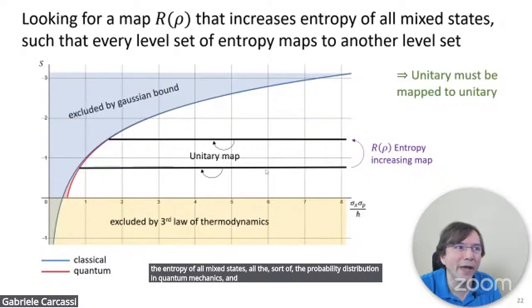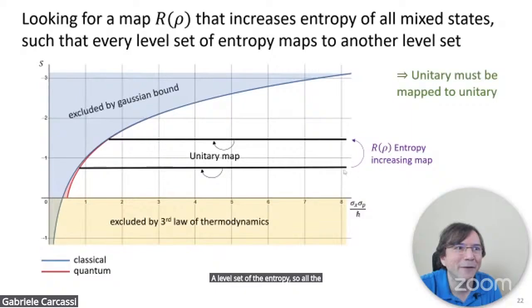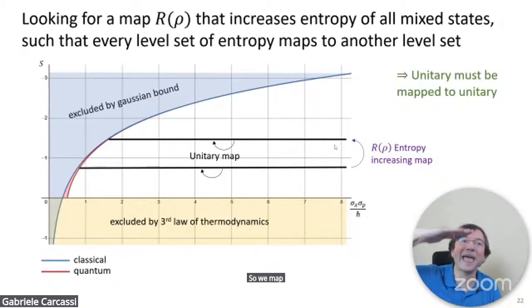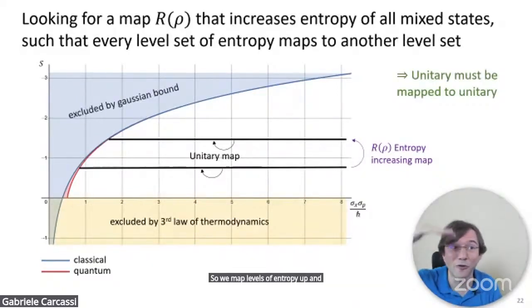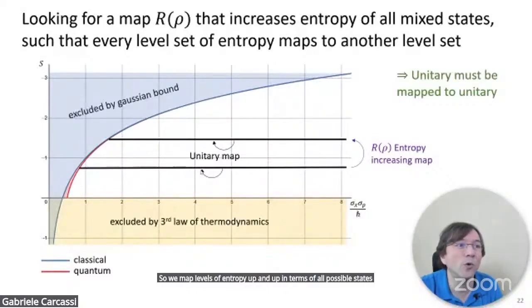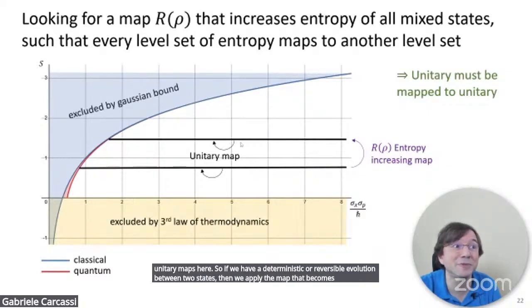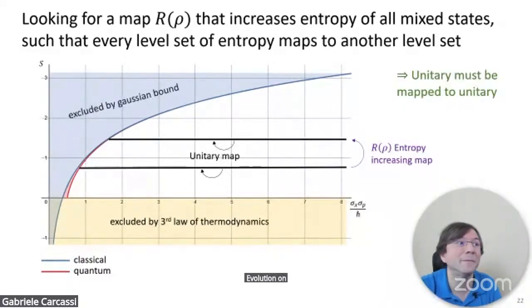And it does it in a way that a level set of the entropy, so all the mixed states at the same entropy, are mapped to a bunch of other states at the same entropy. So we map levels of entropy up and up in terms of all possible states. And what we also want is that a unitary map between two states here becomes a unitary map here. So if we have a deterministic or reversible evolution between two states, then we apply the map, and that becomes a deterministic and reversible evolution on the new states, right? And that's what we want to do.